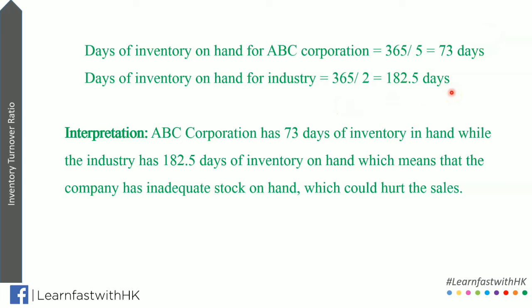Once again, we can say that the industry has enough inventory to sell its products for 182.5 days or 6 months, while ABC Corporation's inventory wouldn't last beyond 73 days. It again points towards insufficient levels of inventory and a probable loss of sales in the future. Both inventory turnover ratio and days of inventory on hand always provide the same result.